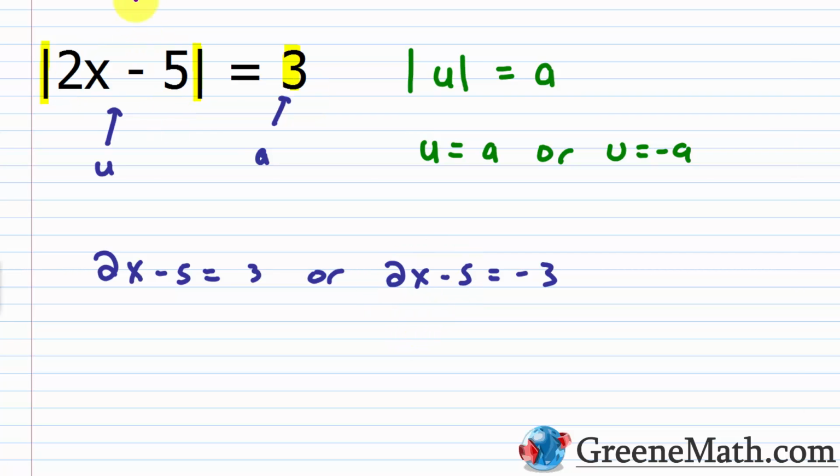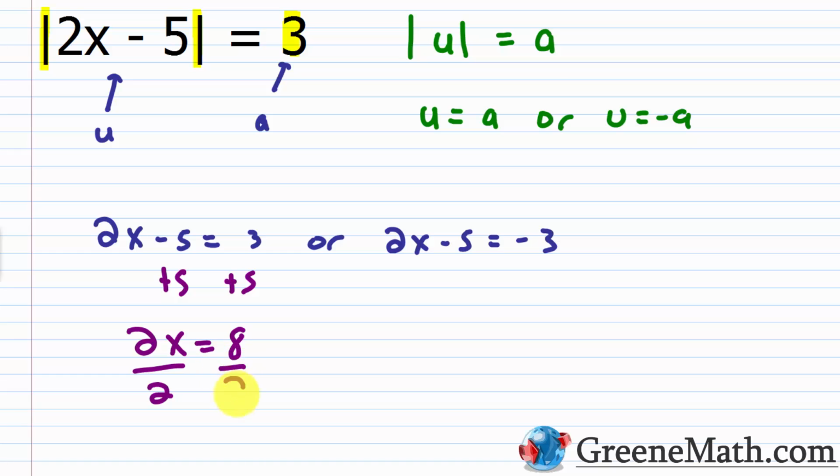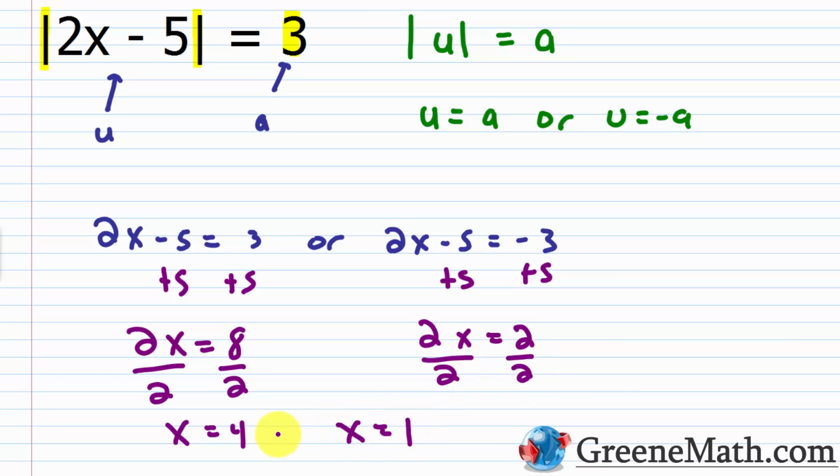So let's just solve this real quick. I'm going to add 5 to both sides of the equation. I get that 2x is equal to 8. Divide both sides by 2. I get that x is equal to 4. Over here, I'm going to add 5 to both sides. I get that 2x is equal to negative 3 plus 5, which is 2. Divide both sides by 2. I get that x is equal to 1. So we get x equals 4 or x equals 1.